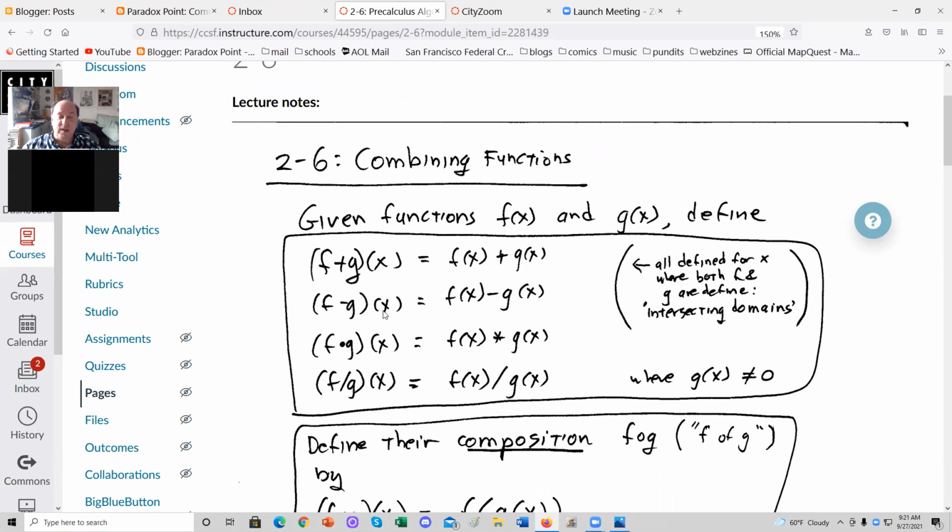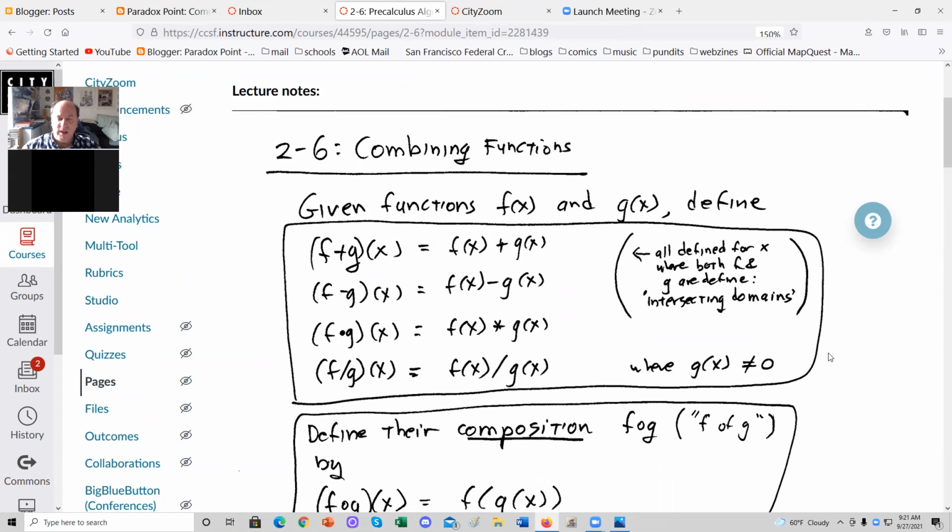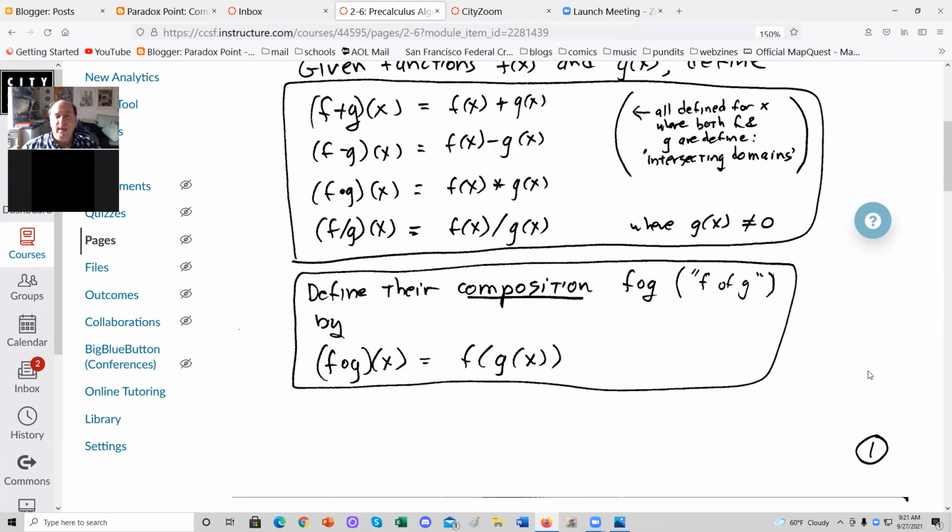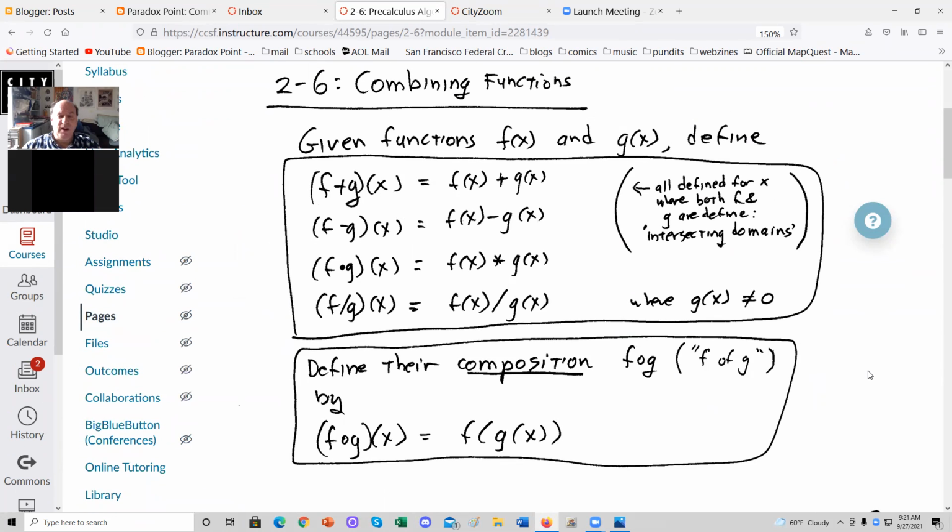F minus g at x is f of x minus g of x. F times g is a function defined at x as f of x times g of x. And f over g of x is defined as f of x divided by g of x. These are all defined where both f and g are defined, so they're intersecting domains. In addition, for dividing by g, we have to specify that g is not equal to 0, no division by 0.